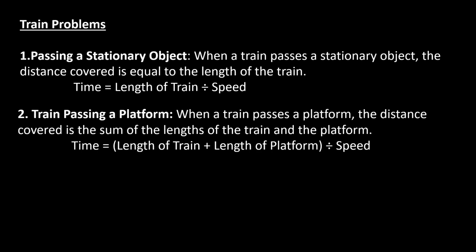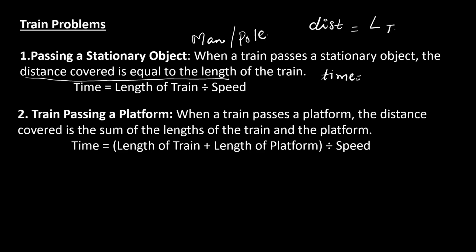Next we'll see some train problems. When a train is passing a stationary object, for example in the exam it will be given that a train is passing a man or a pole, then the distance covered would be equal to the length of the train. So the time taken would be distance by speed, which is the length of the train divided by speed.